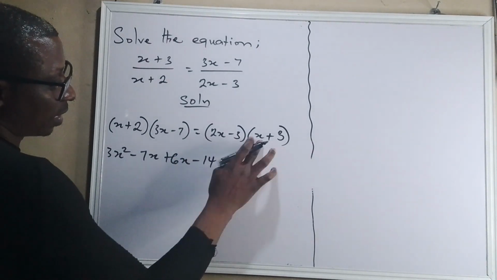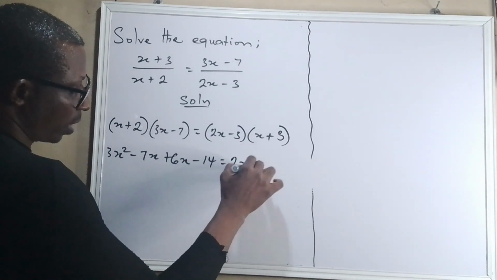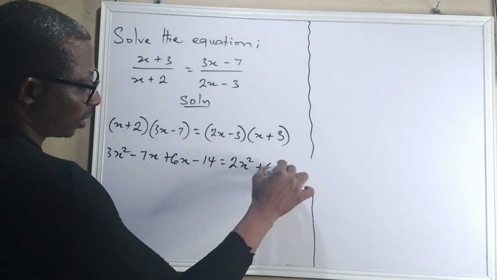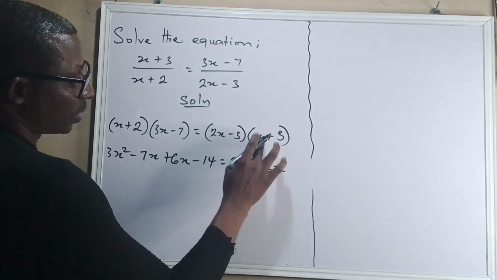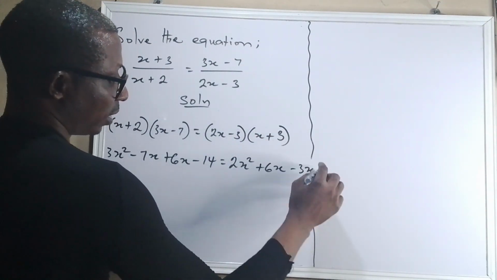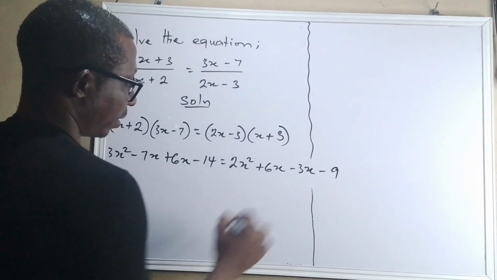So 2x times x, that is 2x squared. 2x times 3, that is plus 6x. Minus 3 times x, minus 3x. And the minus 3 times 3 here, so we have minus 9.